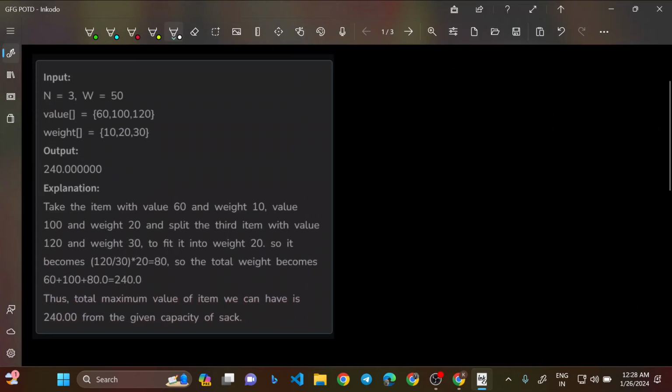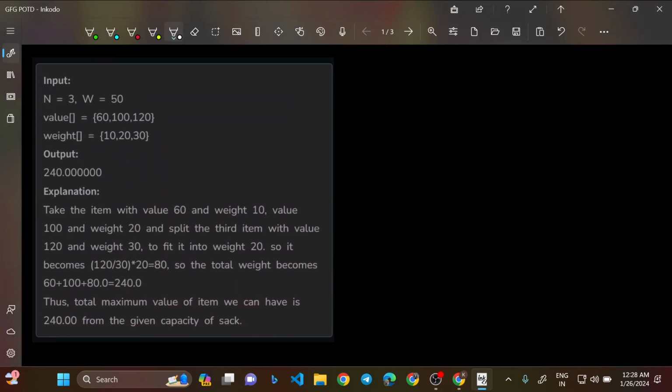So this is the example given. What is the example given? N equal to 3. That means there are 3 values and 3 weights. Each value is associated with a particular weight. So in this case, 60 is associated with 10, 100 is associated with 20, 120 is associated with 30. So 3 values and 3 weights, and W equal to 50. So your target is to collect a total weight of 50.